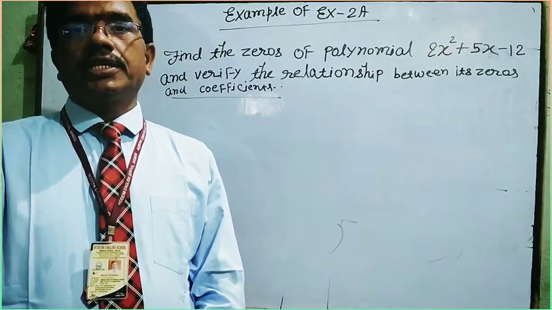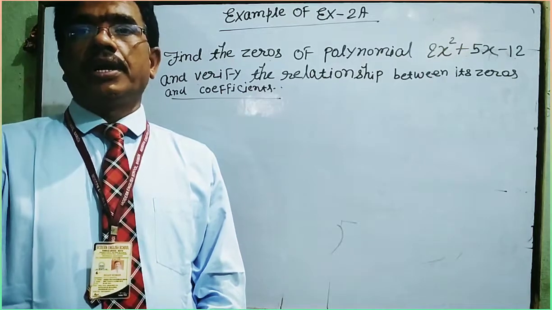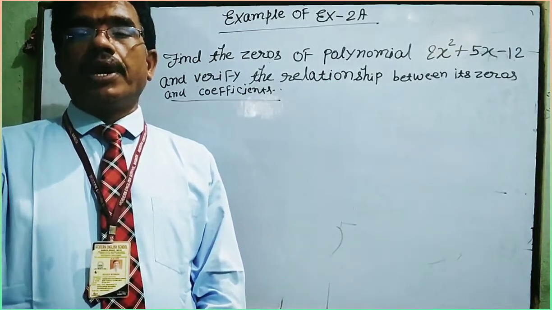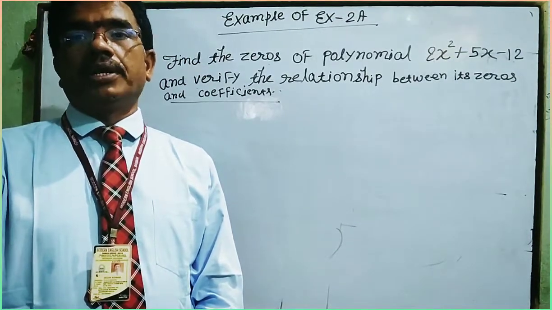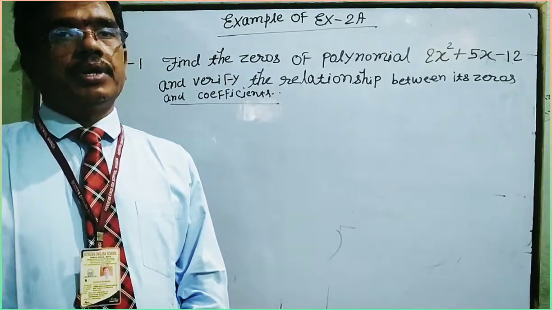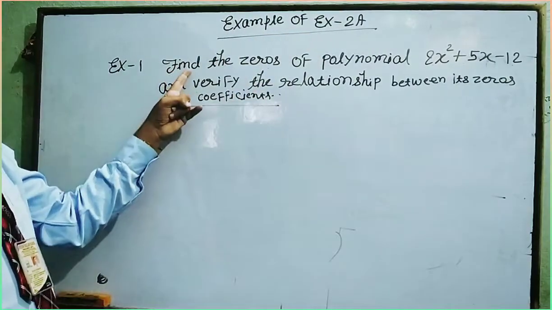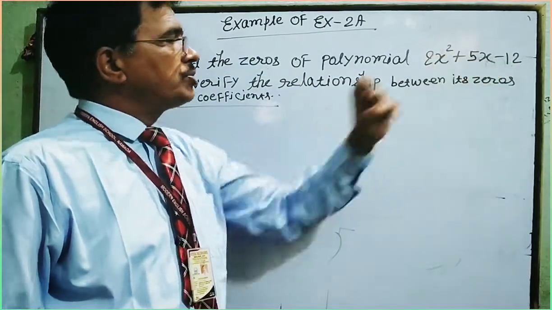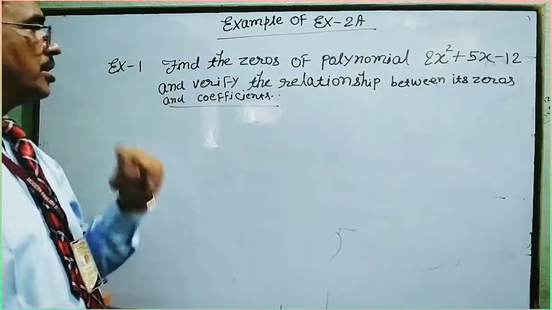Student, today I discuss some examples of exercise 2A related to polynomial. In the previous video, I gave some introduction of polynomial and the relationship between the zeros and the coefficients of the polynomial. Today, I solve some examples related to this relationship. So your first example of exercise 2A is: find the zeros of the polynomial 2x square plus 5x minus 12 and verify the relationship between its zeros and coefficients.